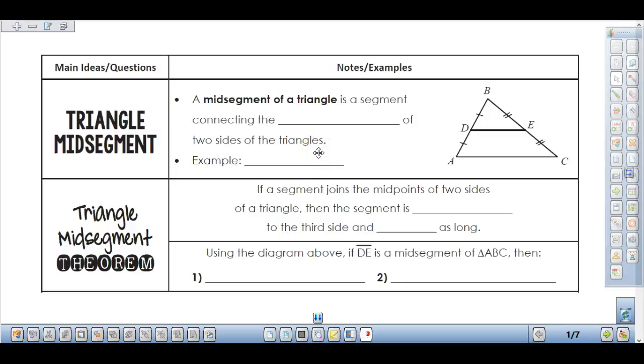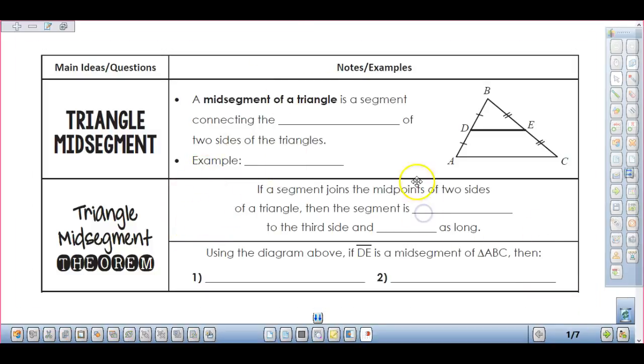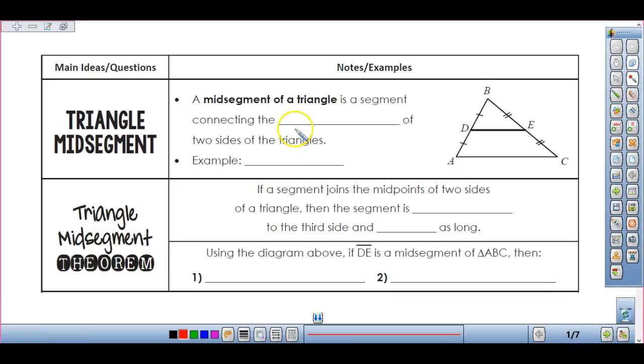All right, triangle mid-segment formula. Okay, a little bit different than what we were doing before. So pretty new. Make sure that you are following along on pages 2 and 3 of your book.